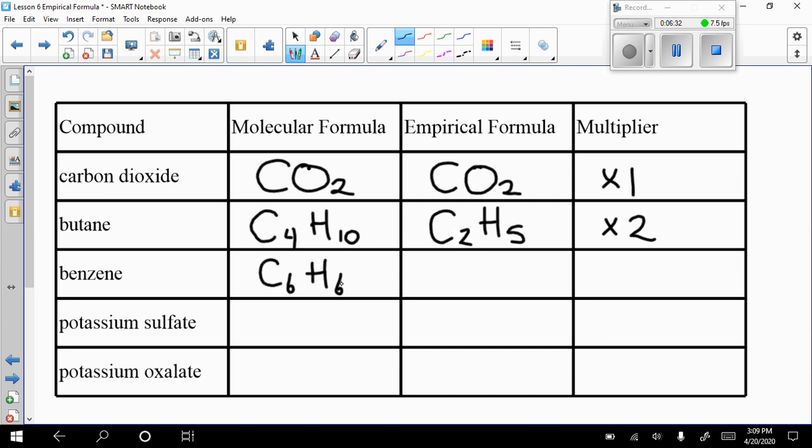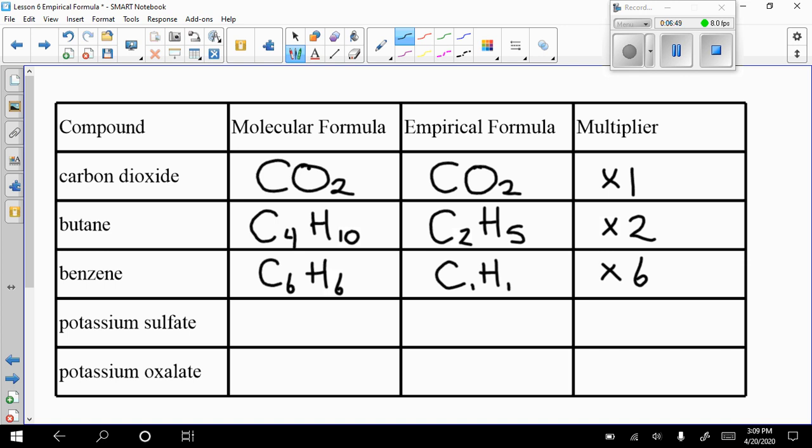And so the smallest whole number ratio would be C1H1, because 6 goes evenly, obviously, into both of those. And so the multiplier between them is 6.